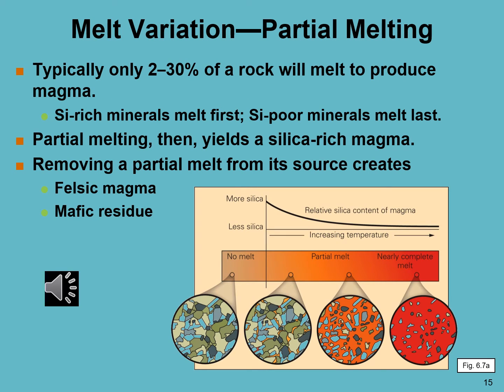Partial melting. Only 2 to 30% of source rock melts to produce magma. Magmas formed by partial melting are more felsic than the source rock from which they are derived, because the silica minerals melt at lower temperatures, and more silica enters the melt than remains behind in the still solid source rock.